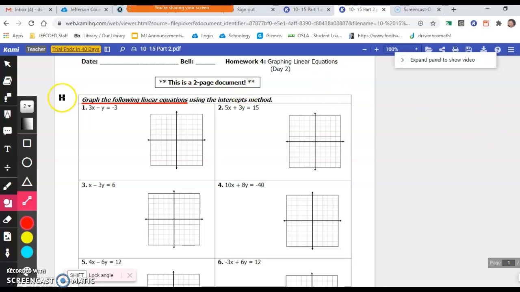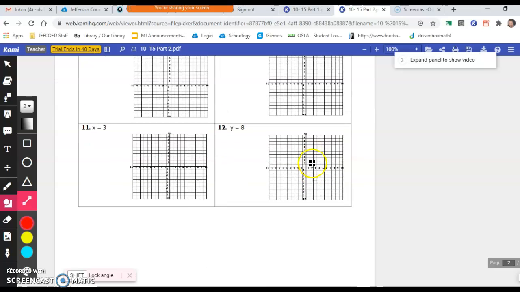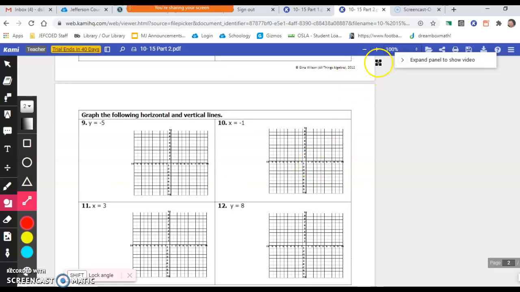That is why I underlined only graph the following linear equations. I don't care if it's by intercepts. I don't care if it's by putting them in slope-intercept form. Are we good there? All right. Scroll on down to 9 through 12. Okay?